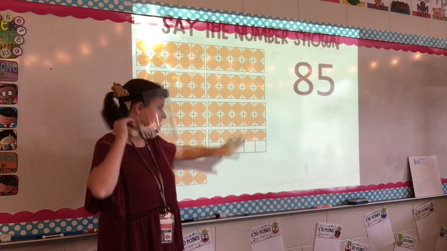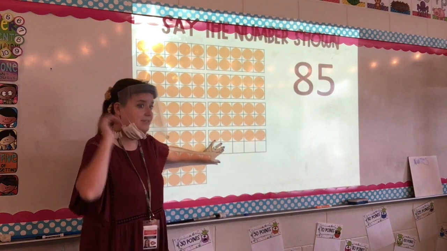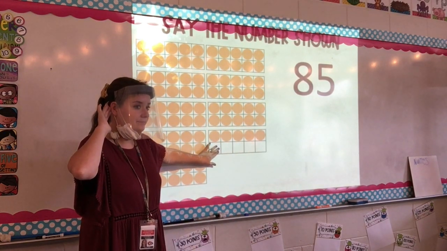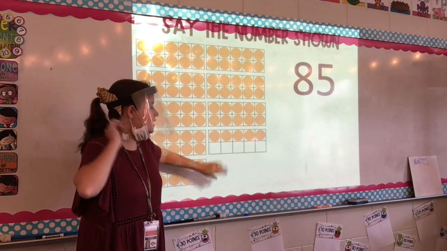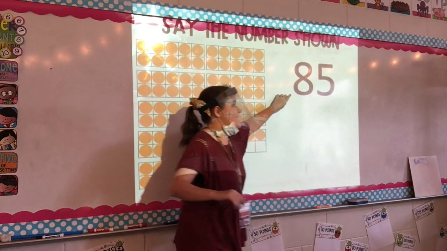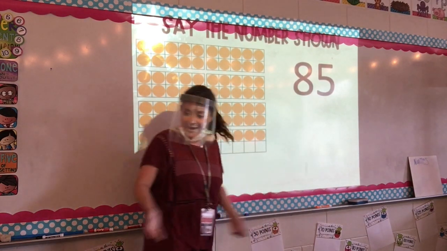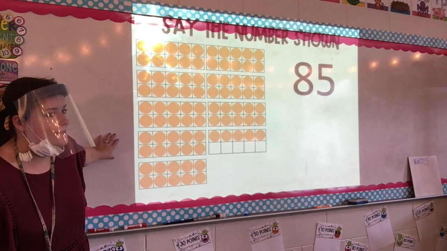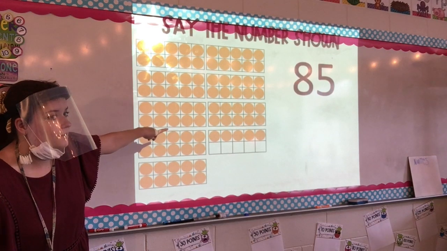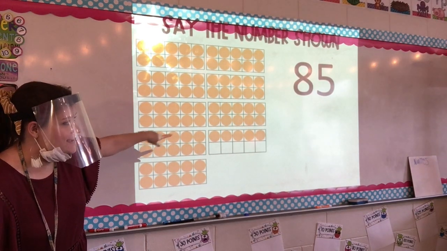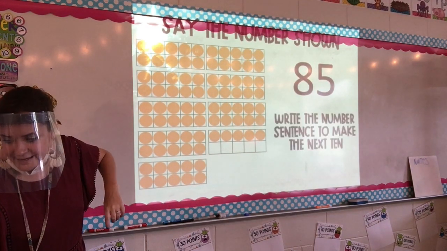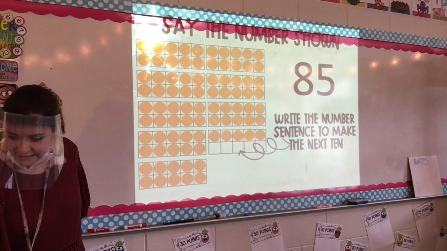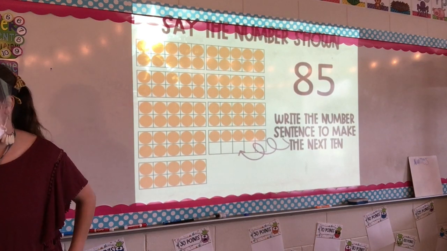Once I complete this, how many will I have? You can say it. Yeah, it needs 5, but then what's the next 10? 90. You're right. So what would the addition sentence look like? 85 plus, you can say it, plus 5 equals 90. 85 plus 5 equals 90.